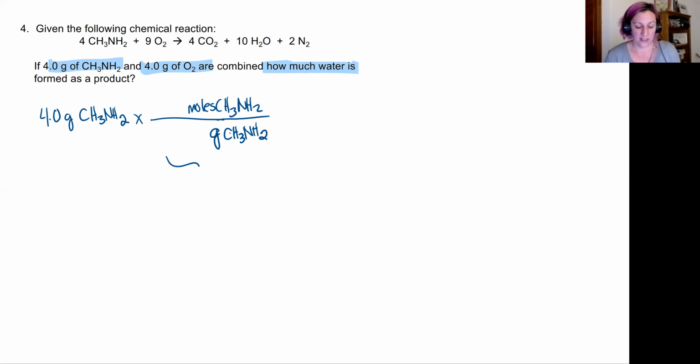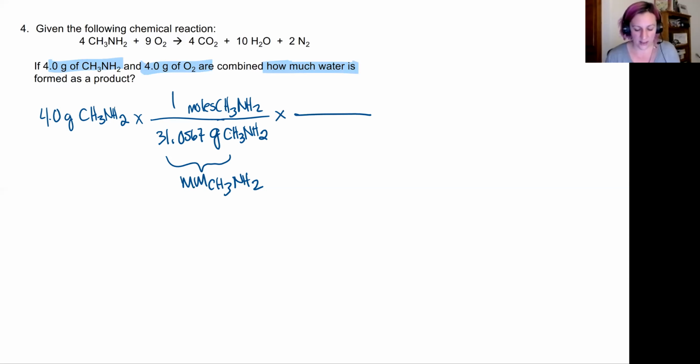And so remember, this is our molar mass, which we calculate from our periodic table. And I went ahead and did this already, and 1 mole of methylamine is going to weigh 31.0567 grams. All right, now we're in moles, so we can now convert between different molecules in this reaction, and we want to go to oxygen, or sorry, water.